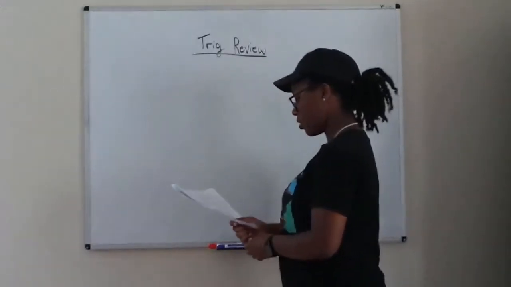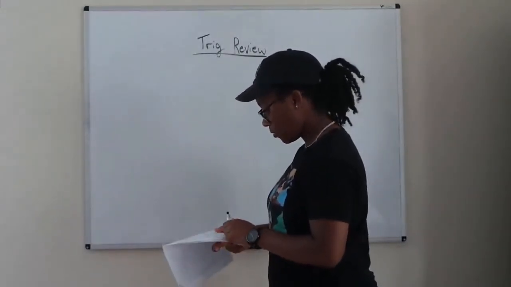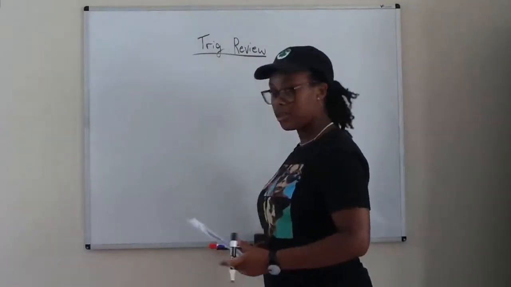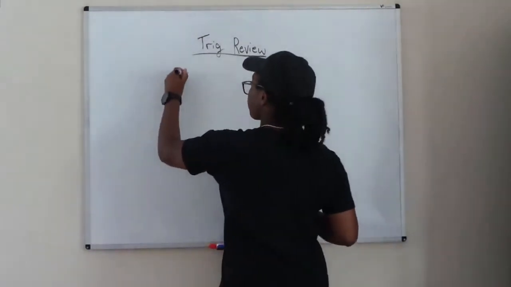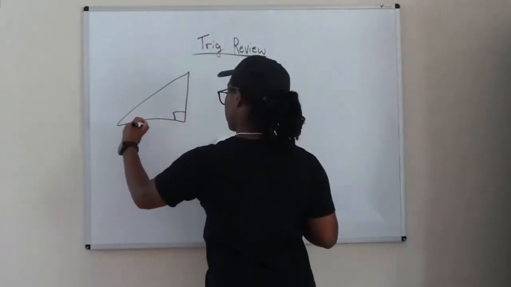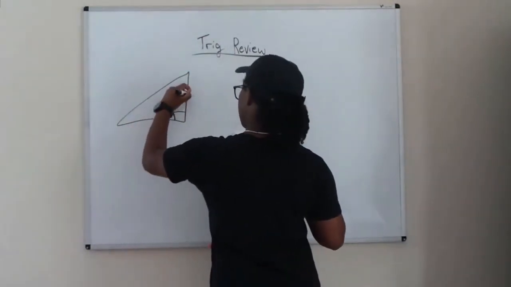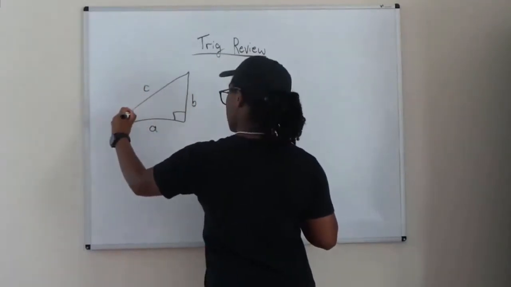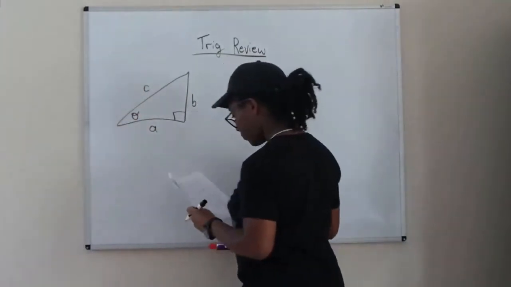So here's our last section, the trig review. I'm going to first start off with the most basic trig thing there is, the right triangle. It's an example of a right triangle. I'm just going to label the sides A, B, and C. And then I'm going to call this angle theta.